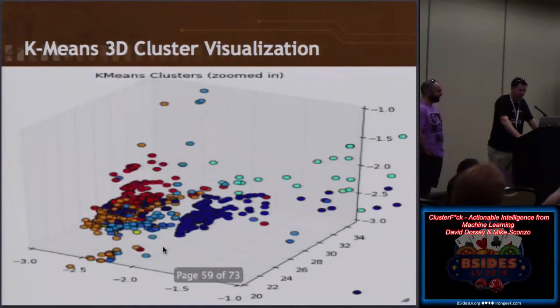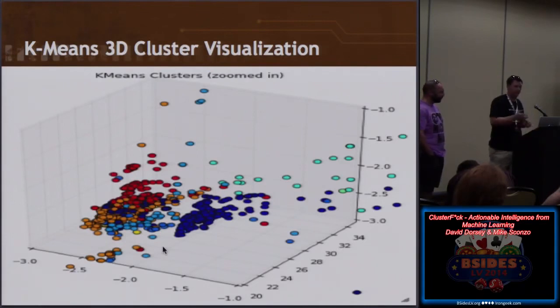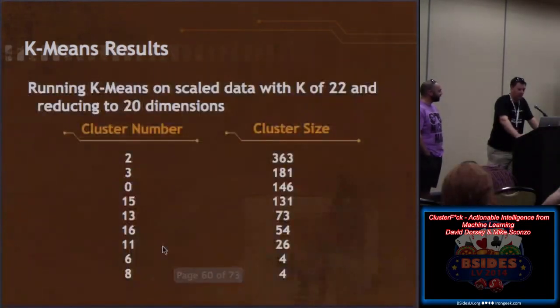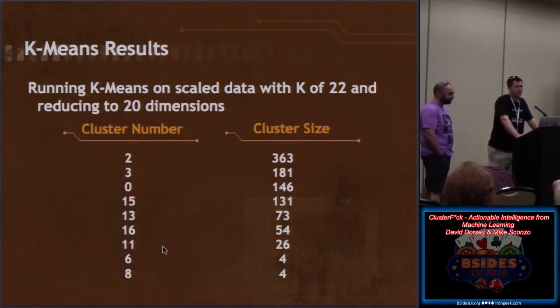If you zoom in on it, it doesn't look like it anymore. But you can see nice, I mean, this is again the k-means pretty graphs here. So then back to the results. This is actually using a PCA again, reducing to 20 dimensions. Didn't really change cluster sizes too much.